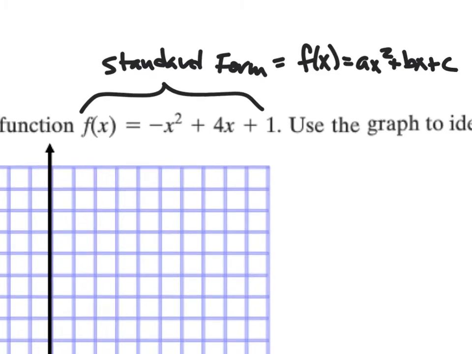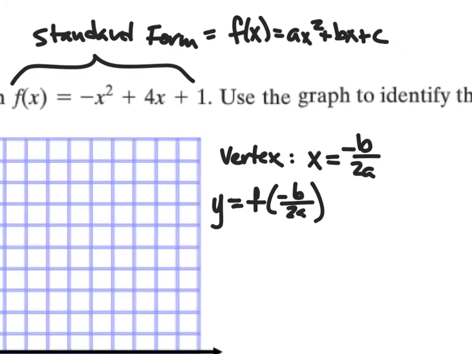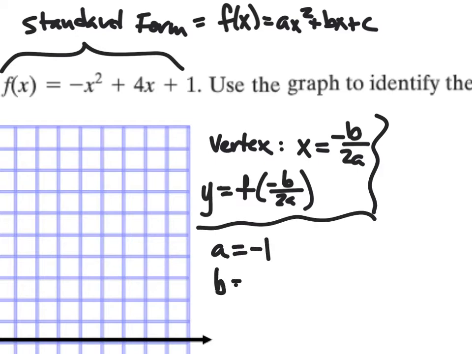And remember what we learned in the first video was that we can find the vertex from standard form. So for the vertex, remember that x is equal to opposite b over 2a. And that's the x value. The y value is equal to f of negative b over 2a. So that's what I'm looking for. Let's find the vertex. So let's first identify our a value is negative 1, b value is 4, and our c value is positive 1.